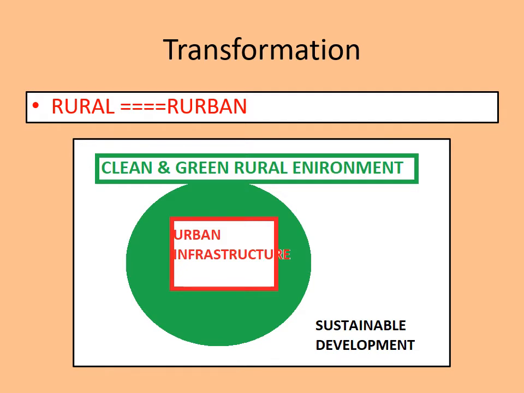Basically, it will create an urban environment that is based on clean and green rural ecology with all infrastructural facilities of urban areas. Suppose this is the green and clean rural area, and these rural areas slowly transform and progress to have urban facilities with urban infrastructure in spite of its rural ecology and clean and green environment.